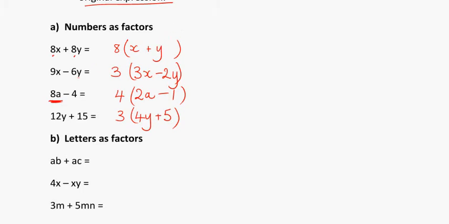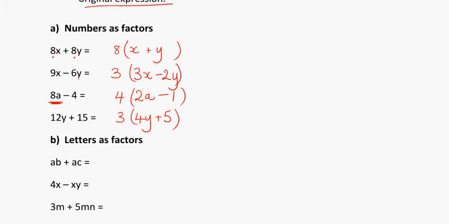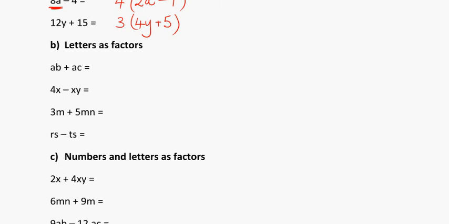Right, all those have numbers outside the bracket as factors. Now you can also have letters as factors. So what letter is common to both of those? ab plus ac. Oh, a is in both of them, so I'm going to take it outside the bracket and put my bracket in. What do I multiply a by to get ab? I need a b. What do I multiply a by to get ac? I need a c. Done.